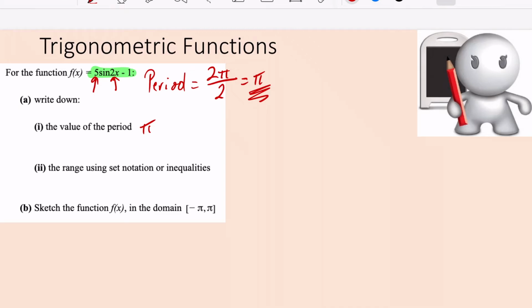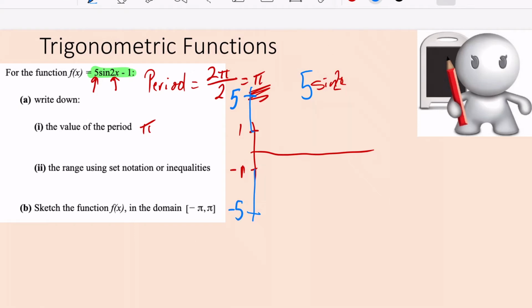Now, for the second part, write down the range using set notation or inequalities. So let's see what actually happens here. We need to build it up. For the sine of x, it oscillates between 1 and -1. Sine of 2x will still do the same. That's fine. Choose a different color. What happens if I put a 5? That's that dilation once again. This time it's going to be away from the x-axis, so now it's going to take it up to 5 and then -5.